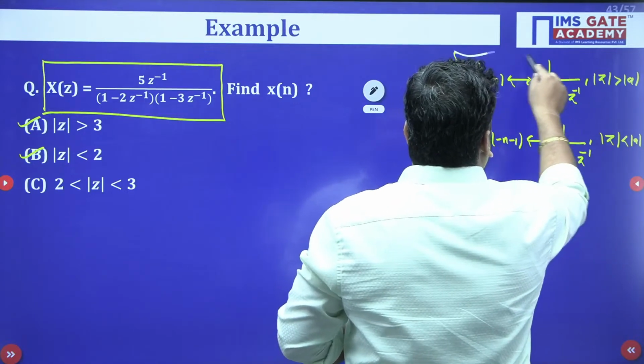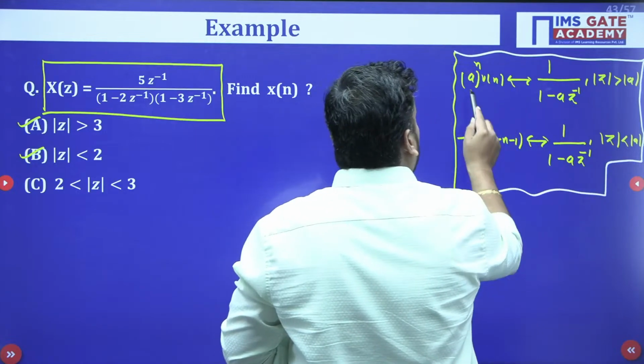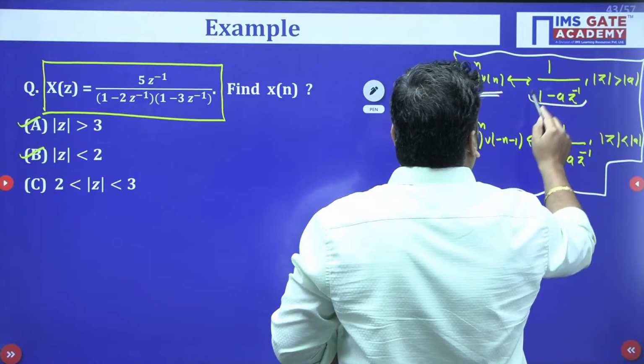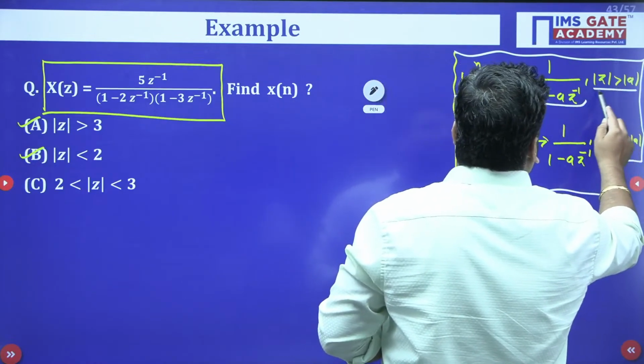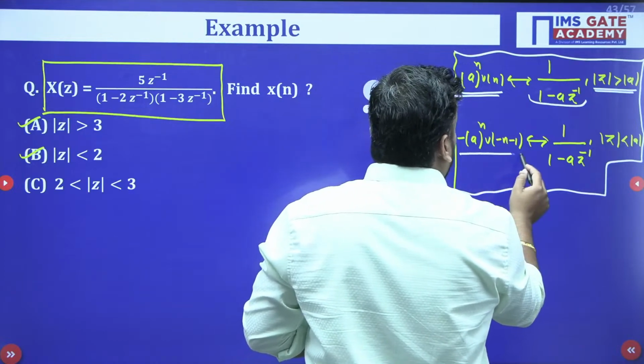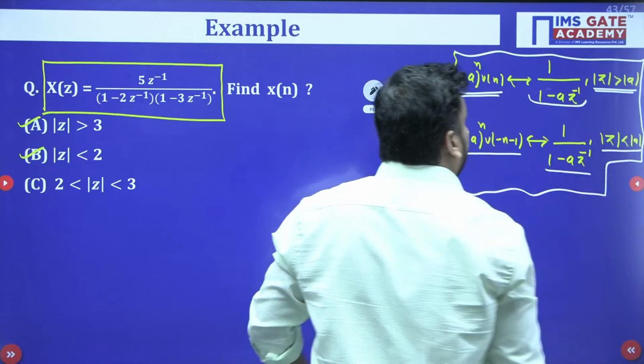So because of this ROC, you can see a to the power n u of n, the z transform is 1 upon 1 minus a z inverse, ROC mod of z greater than mod of a. Similarly, minus a to the power n u of minus n minus 1, z transform 1 upon 1 minus a z inverse, and ROC mod of z less than mod of a.